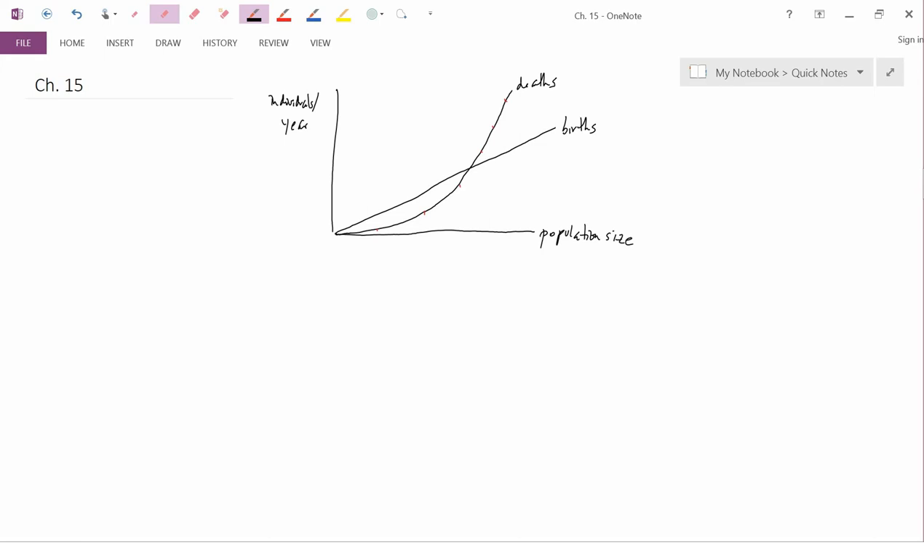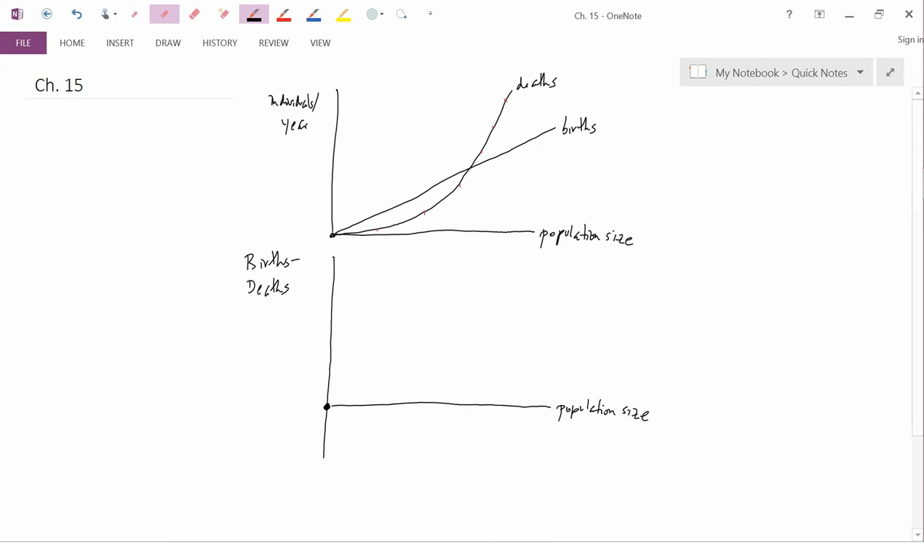What we want to do next is draw a graph right underneath this one with the same horizontal axis, population size, and I want to graph births minus deaths. The easiest place to start is where births minus deaths equal zero, that is, where does births equal deaths? Well, when the population size is zero, then you have zero births and zero deaths, so births minus deaths are zero. So births minus deaths equals zero when the population size is zero.